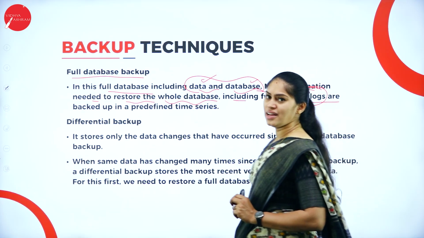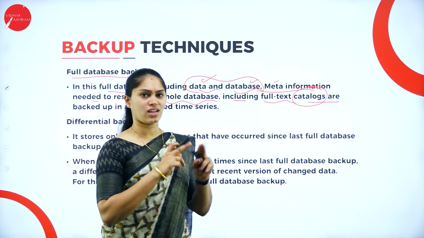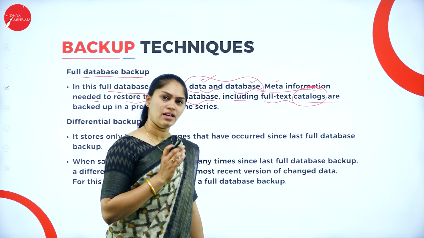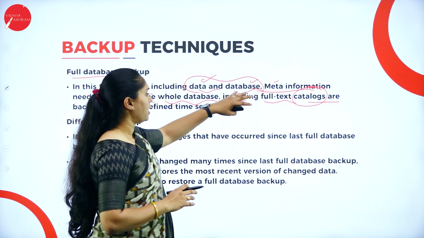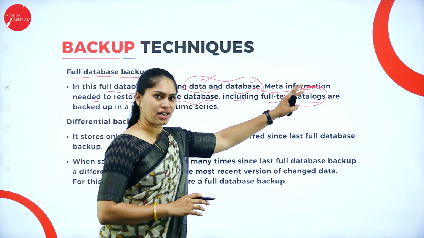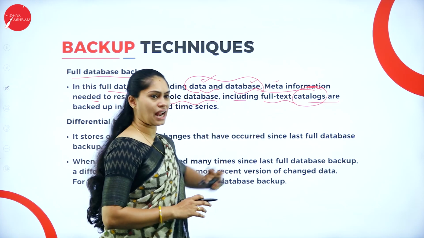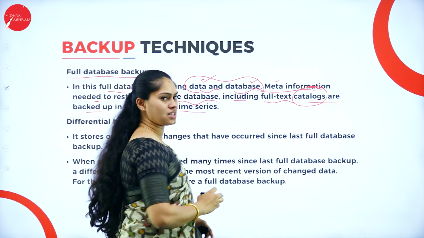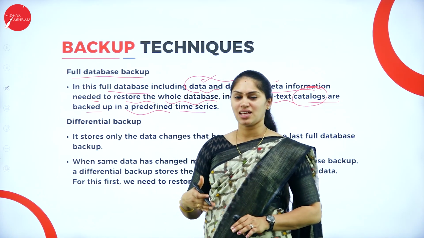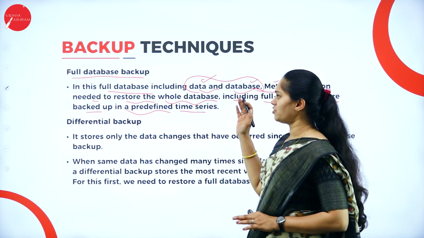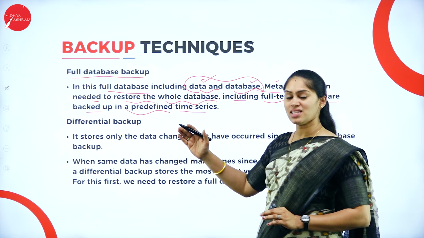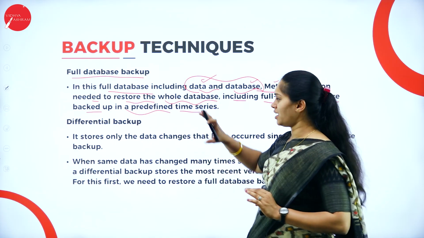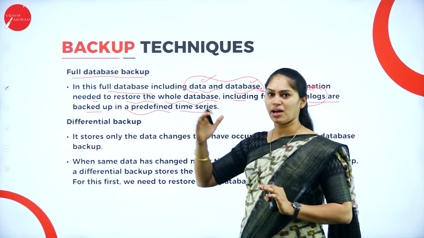Already we know about the catalogs. That is one of the file systems which is going to store all the kinds of transactions here. So along with the data, database, and meta information, these full text catalogs are going to be backed up in a predefined time series. As per the time series, all the data items with respect to the database will be backed up on time itself. Then we can recover from the failures.